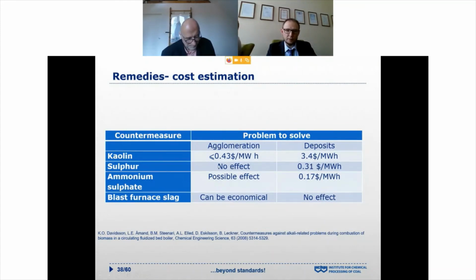They work against both agglomeration and slagging and fouling. For sulfur, they don't observe an effect on the agglomeration. No effect is observed. However, as you can see, the price difference between the kaolin and sulfur application is large. It's even 10 times more comparing the kaolin and sulfur. Of course, this number was taken from the literature, so the numbers would for sure be different for Poland, for India, for other applications. However, this is only an example that in some cases we can obtain a maybe less attractive effect, but the price is lower.